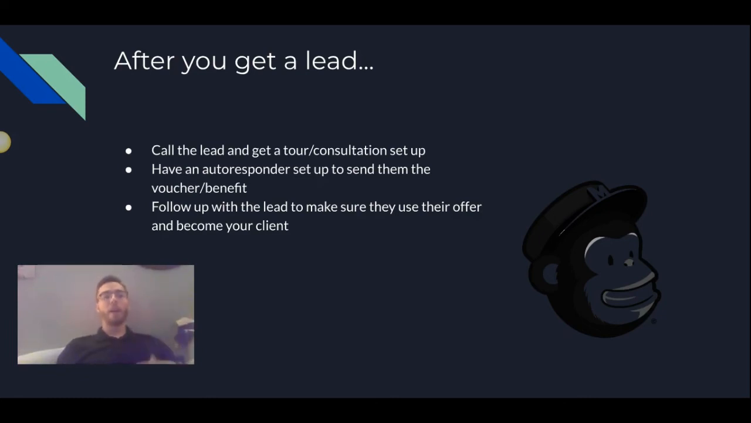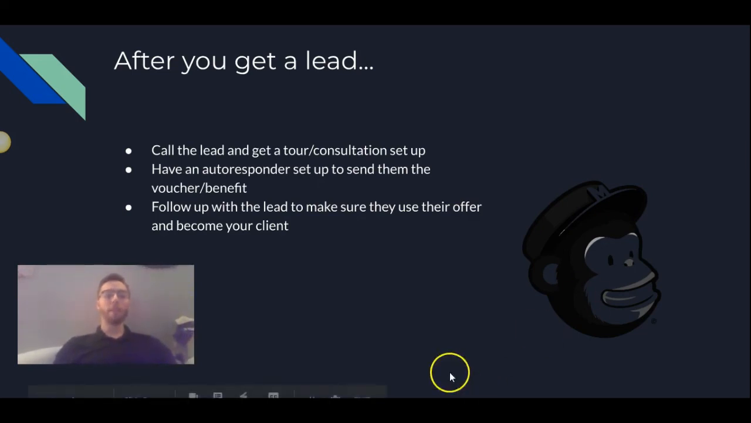Of course, have an autoresponder set up to send them the voucher benefit. This is what MailChimp is for. You can create a voucher-type email that says, hey, come in at this time. You can schedule a time here. MailChimp is super easy. I might have a tutorial down the line with it. Just let me know if you want to see something like that.